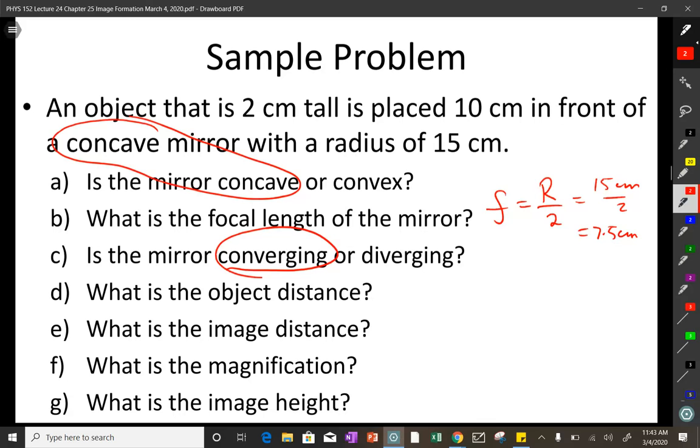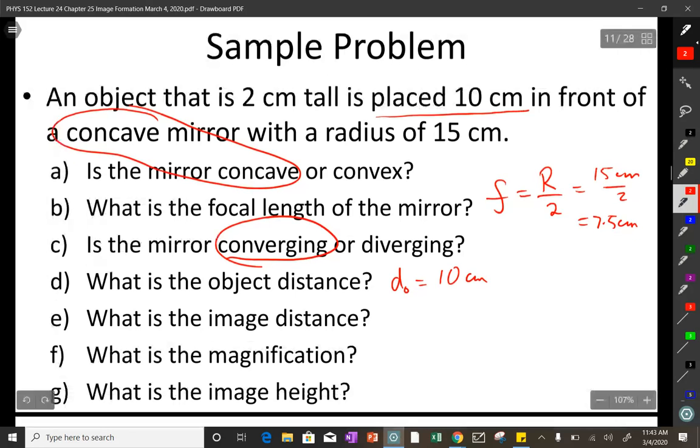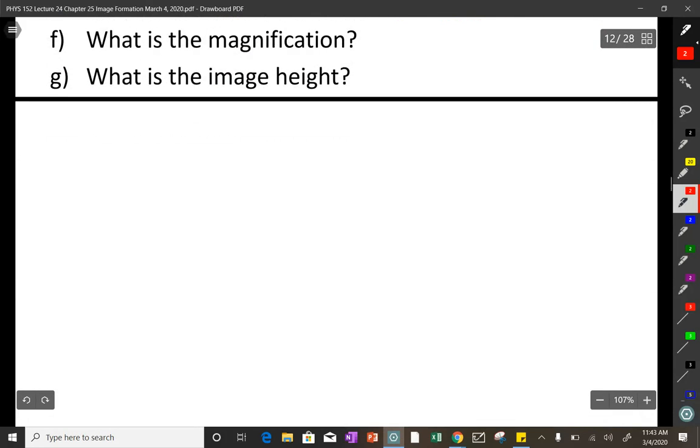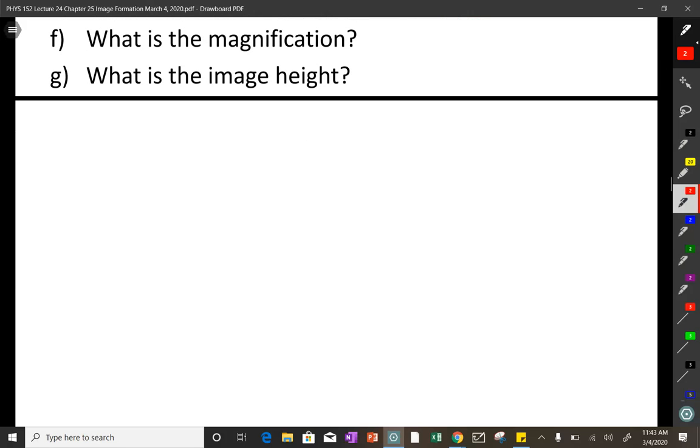What is the object distance? Okay, because the object was placed 10 centimeters in front, distance object equals 10 centimeters. What is the image distance? I'm going to have to calculate it. I'm going to start by drawing, and you're going to have to learn to do geometric optics. On the next test, you're going to have to do a drawing for one of the questions. And it's going to be graded on the accuracy of the drawing, not on getting the right answer.